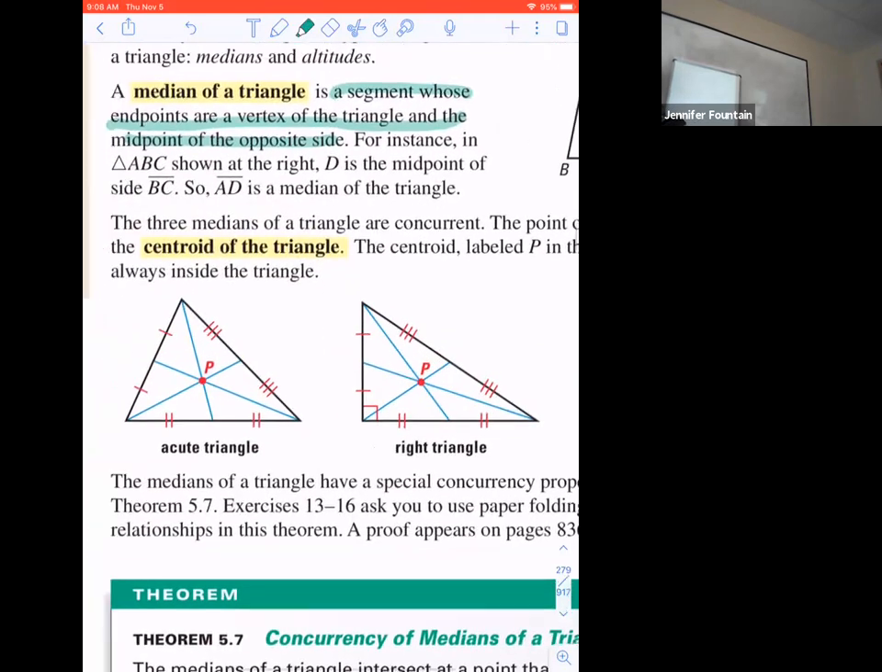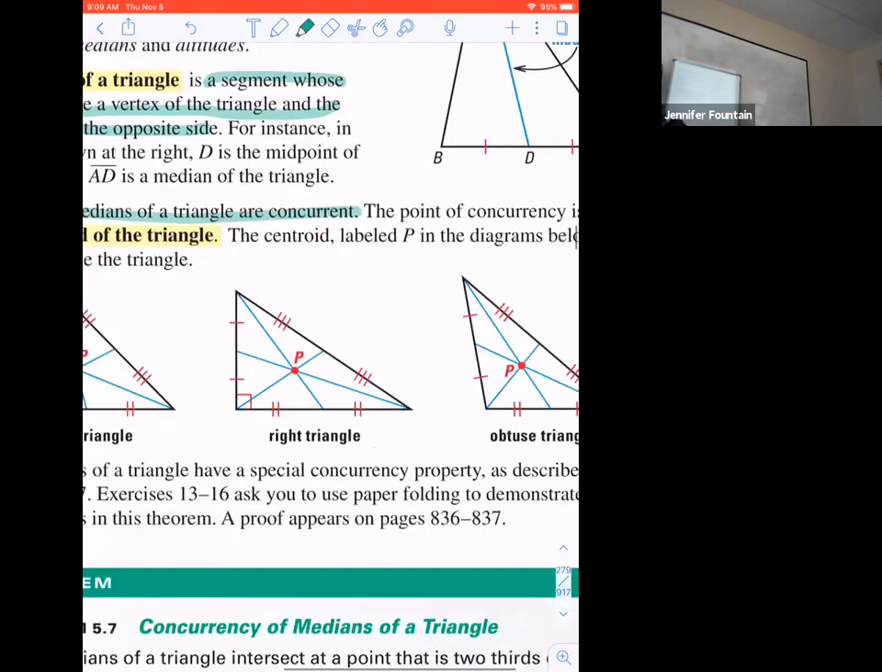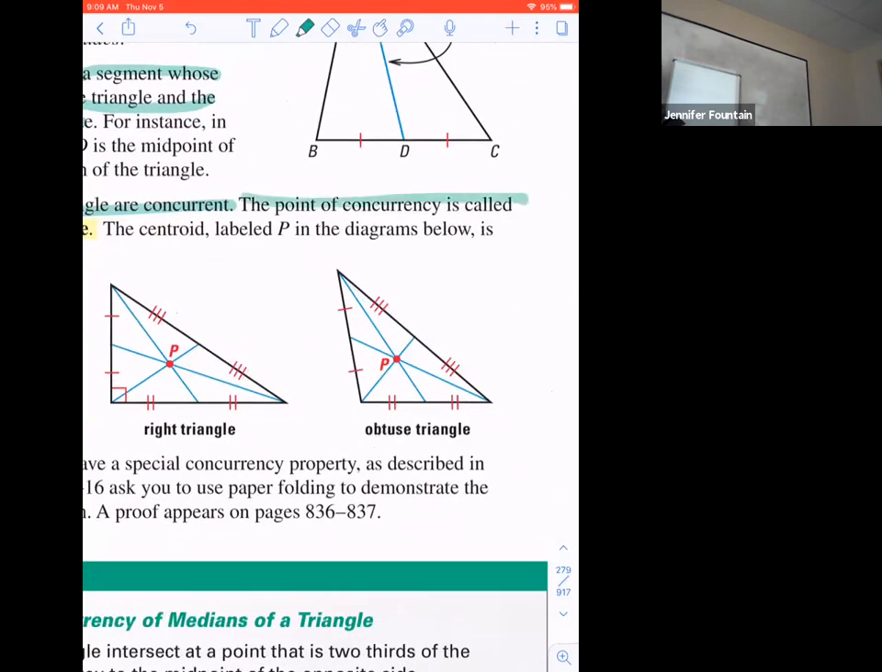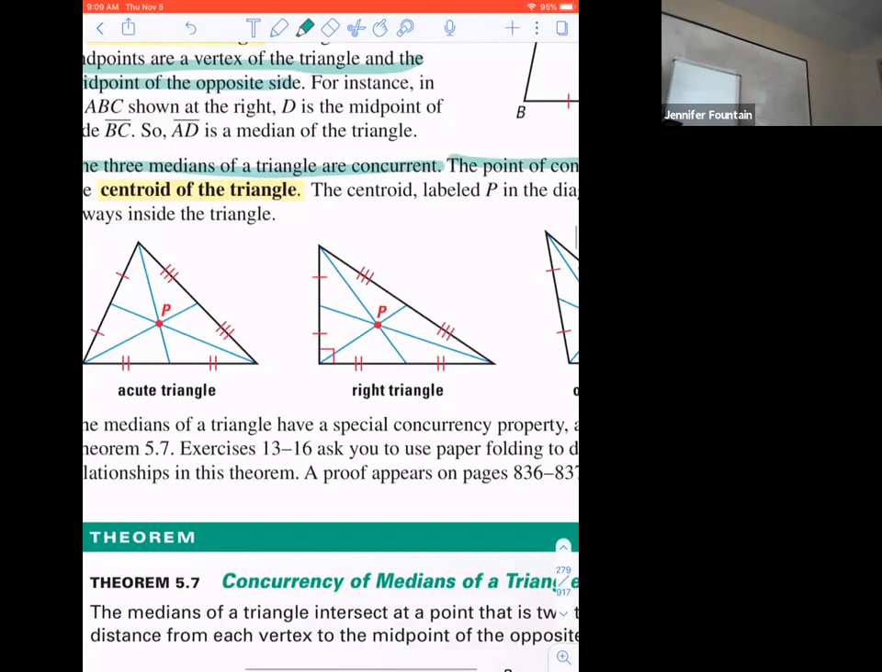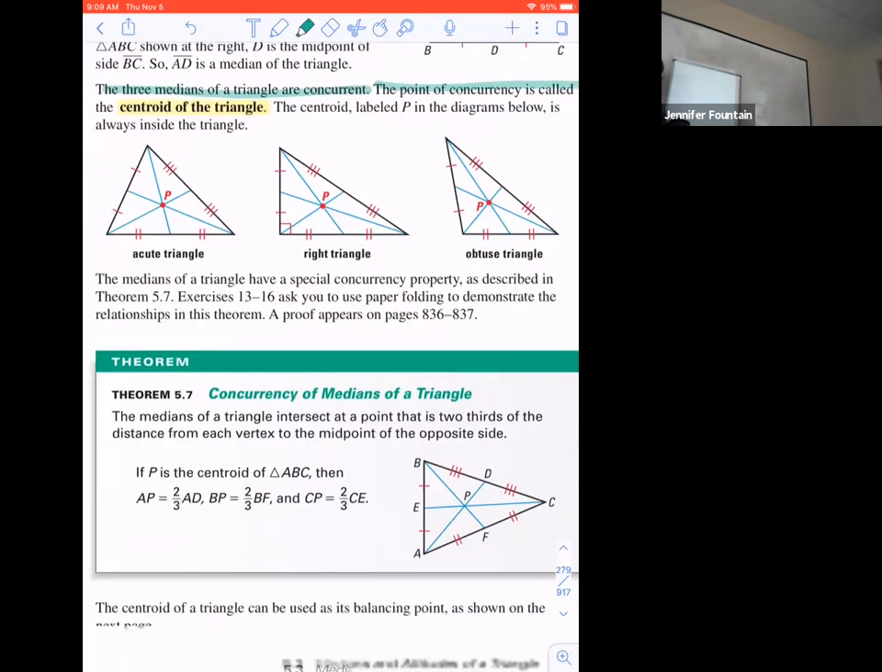Okay, so three medians are concurrent, and where they cross over, the point of concurrency is called the centroid. So now if we look at these diagrams, the centroid, labeled P in the diagrams below, is always inside the triangle. So centroids are always located inside the triangle. So we have an acute triangle. What do we know about an acute triangle? What does that mean?